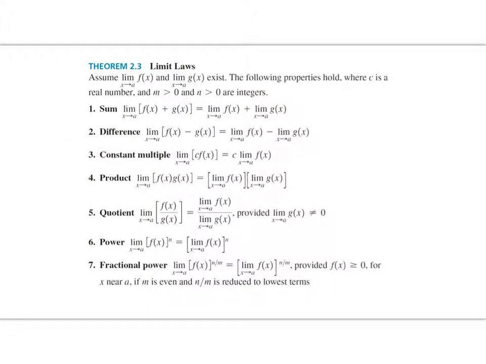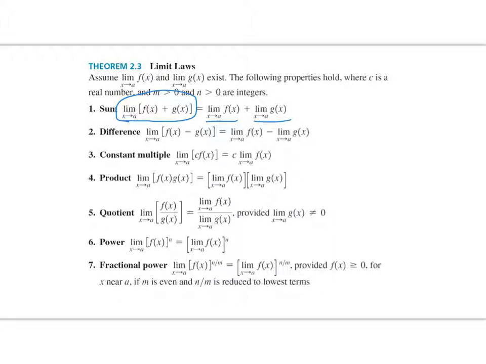The bigger problem comes when we don't have just linear functions. So we're going to use some rules here to work with these limits. We're going to assume that the limit as x approaches a of f of x and the limit of g of x as x approaches a are going to exist. This property holds as long as c is a real number, and m and n are both integers greater than 0. So basically what this is saying is if I'm taking the sum of two functions and trying to find their limit, I can break them apart into the sum of the individual limits. Same thing for a difference.